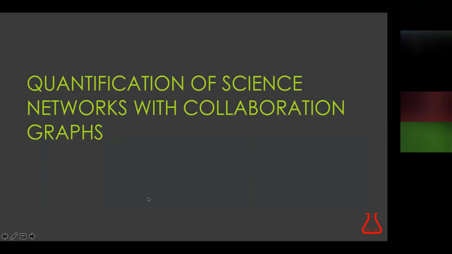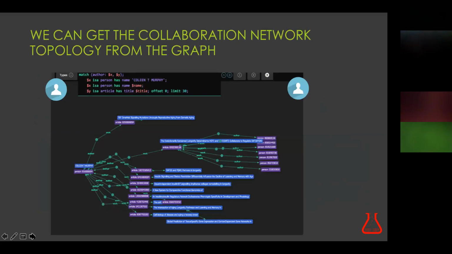Let's see, quantification. Okay, so the other thing we can get out of this is we can really understand who these researchers are by looking at their publication profile. If you look at the typical publication profile, I've got Colleen Murphy here, who's one of my PIs, the primary investigator that I did my postdoc with. You have all of her articles here, titles here, and then these are people. So this is her collaborators, so a person-to-person network.